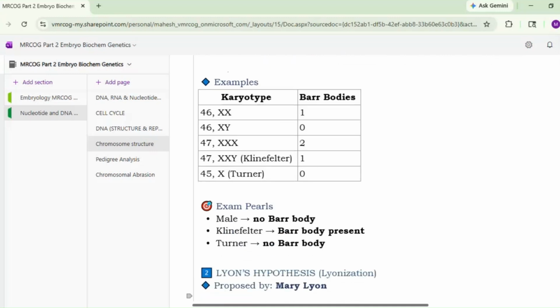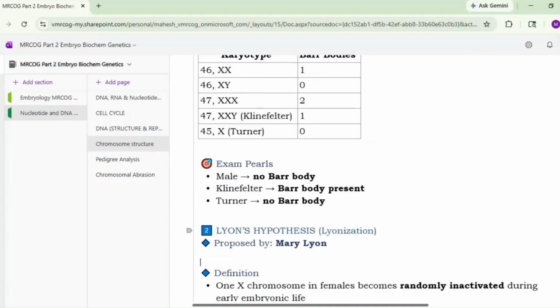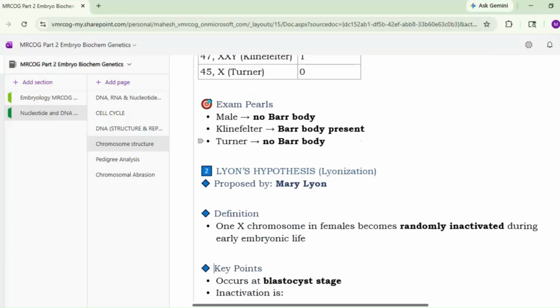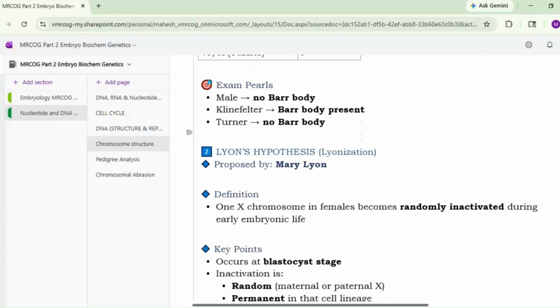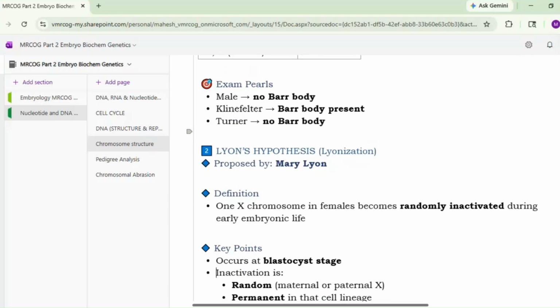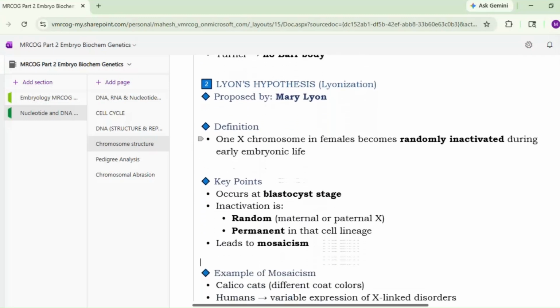The hypothesis for Barr body formation is the Lyonization, proposed by Mary Lyon. What does this hypothesis state? One X chromosome in females becomes randomly inactivated during early embryonic life. One X chromosome out of the two will become randomly inactivated in early embryonic life. It occurs at the blastocyst stage. At which stage is it happening? It is happening very early, at the blastocyst stage.